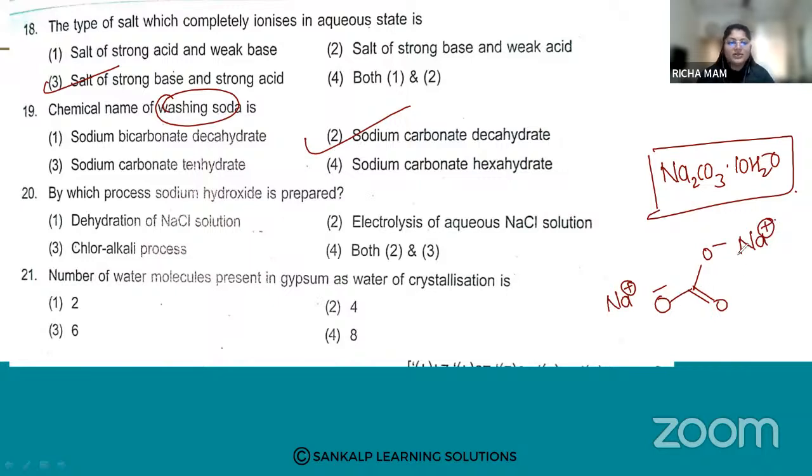Okay. Next one. By which process is sodium hydroxide prepared? First one, dehydration of NaCl solution. Second one, electrolysis of aqueous NaCl solution. Third one, chlor-alkali process. And fourth one, both 2 and 3.